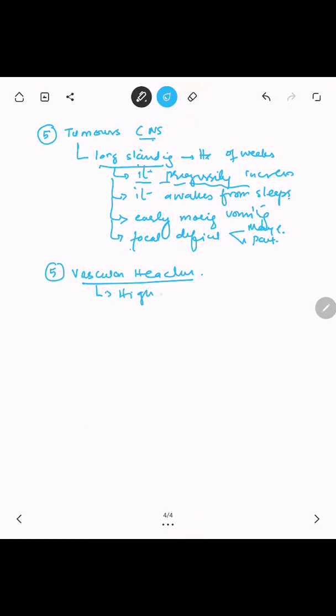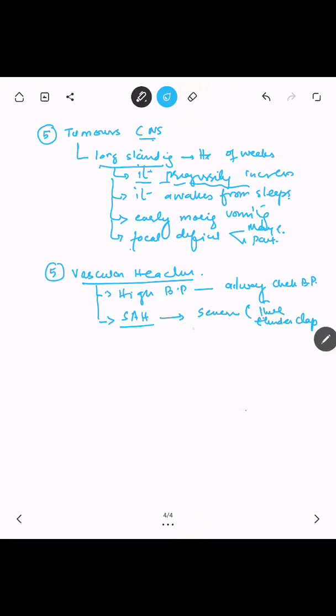vascular headache. Okay, in vascular headache, it can be simply due to high blood pressure. Okay, so always check BP, and it may be due to what we call a subarachnoid hemorrhage. Okay, remember, subarachnoid hemorrhage, you can remember it like the most severe headache in life. Thunderclap, most severe headache one has ever had.